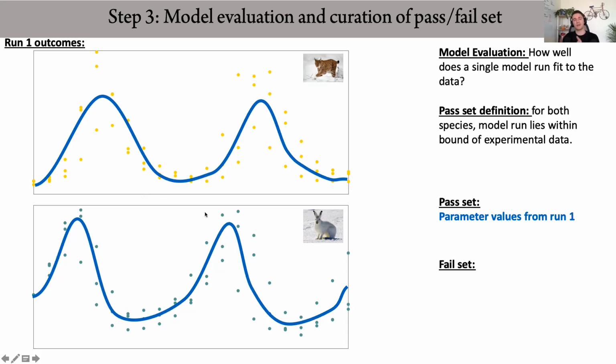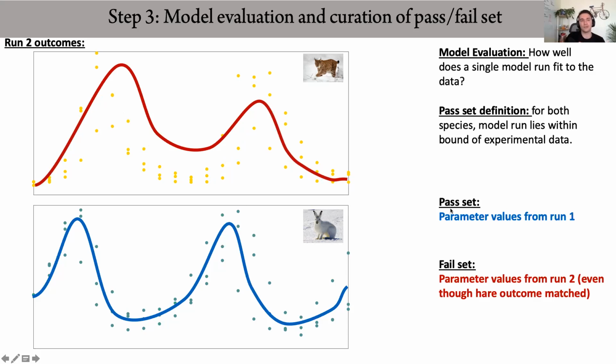So we would take the parameter values associated with that model run and place them within our pass set data structure. Now, if for the second run, the peak for the Lynx doesn't quite meet the peak for the experimental data, so our prediction is off here, then we take the parameter values associated with run 2 and place them in our fail set data structure. Even though the hare outcome matched, because our pass set definition said we need this for both species, we put that into the fail set. So you can see how important that pass set definition you made at the beginning of CaliPro is in determining what you think is a correct model fit.